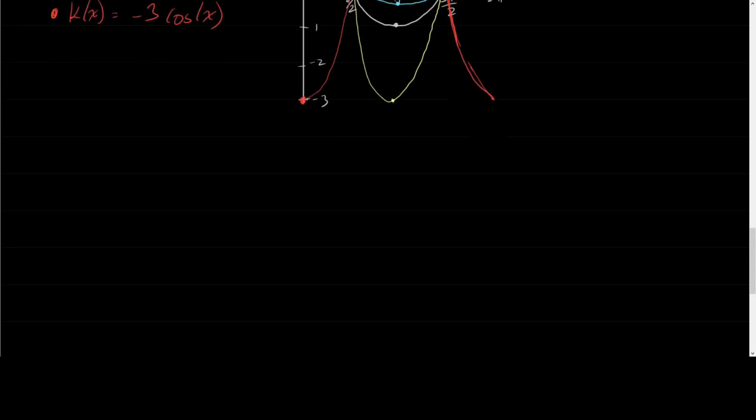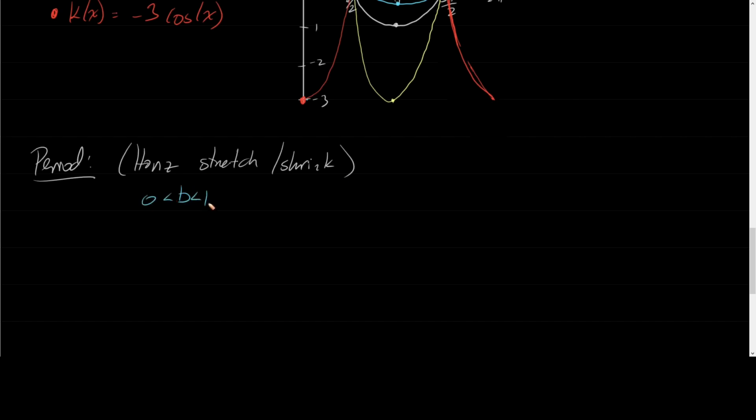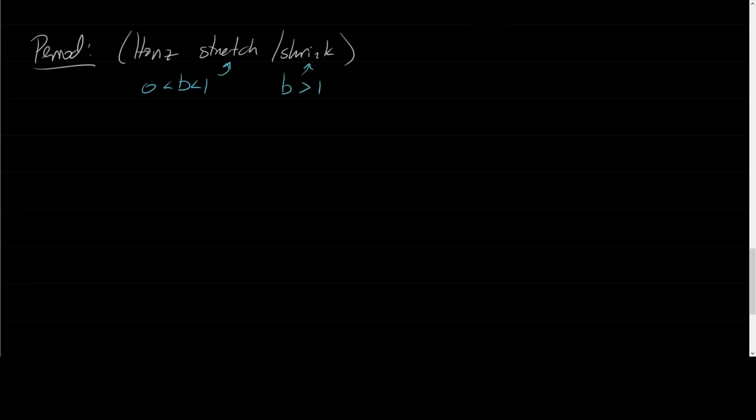So let's talk about the period. The period is the horizontal stretch and shrink. In here, we were calling the period B. So if B is between 0 and 1, it is the stretch. If B is greater than 1, it is a shrink. And by that, we're talking about horizontal shrink, so remember, going this way, and for the horizontal stretch, going that way.